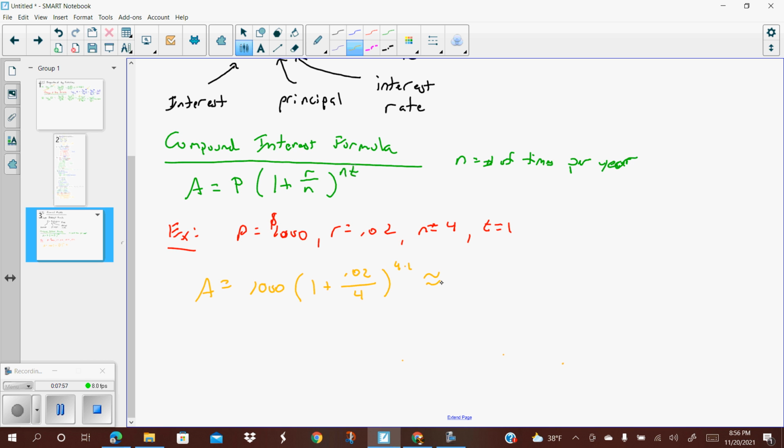Once you plug all this in, so if we compound this interest 4 times per year or quarterly, it says that at the end of 1 year, I will now have $1,020.15 approximately. Remember that you're dealing with money, so any decimals after the second decimal, just round that second decimal as appropriate.